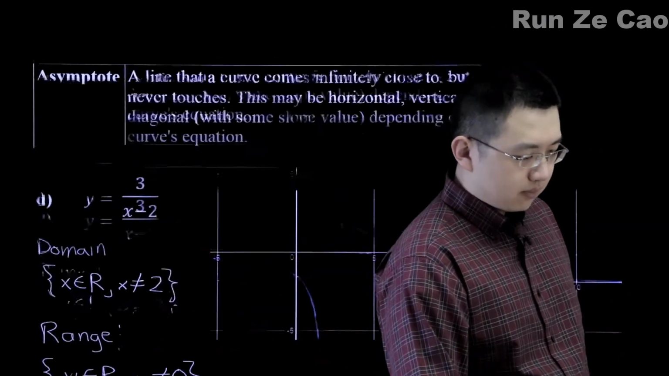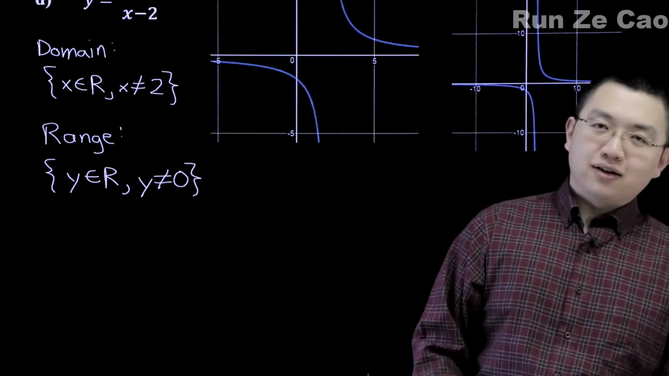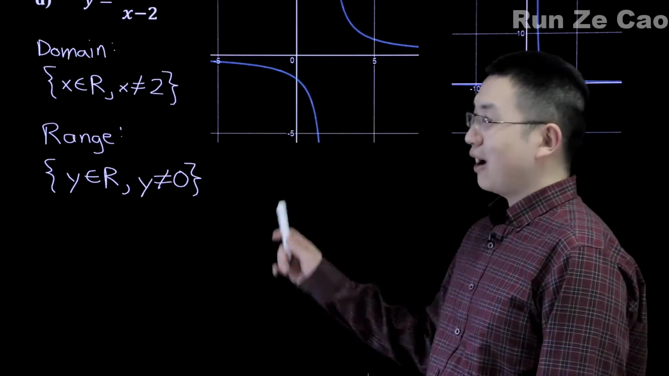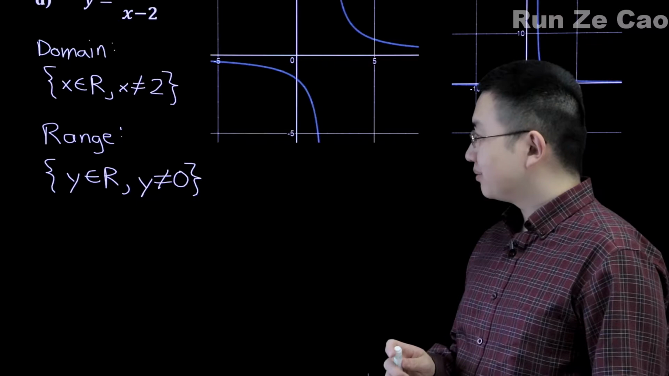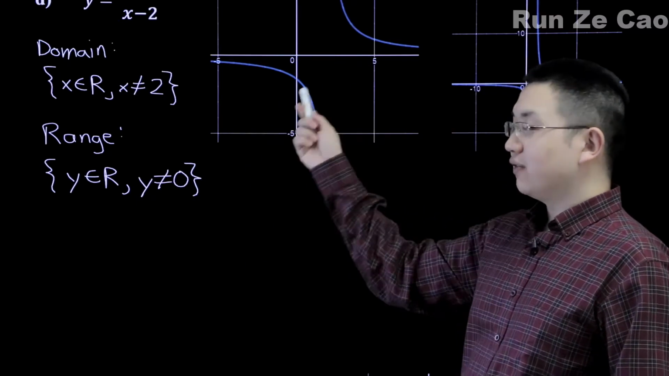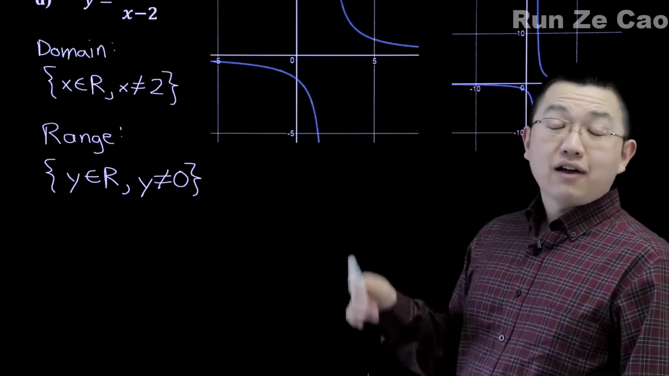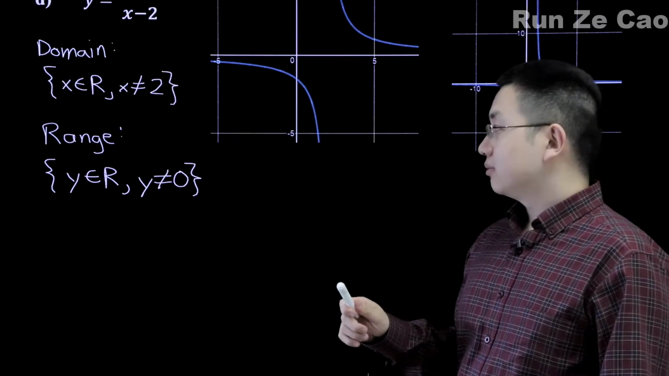So, saying that there's no x value that produces a certain y value does not necessarily mean it's an asymptote. It has to approach infinitely close to, but never get there, to be an asymptote.